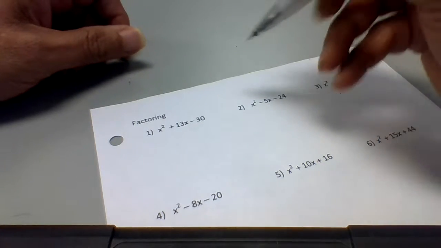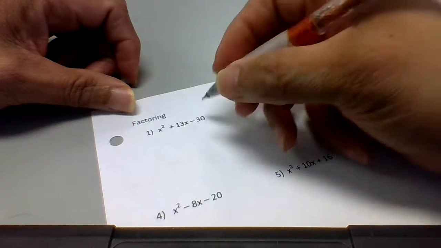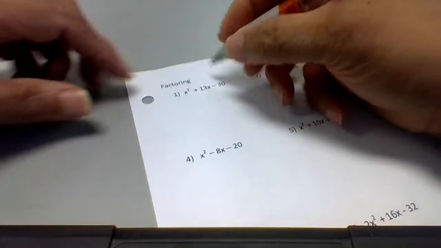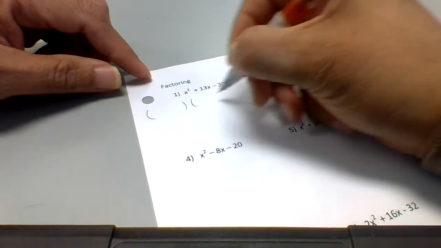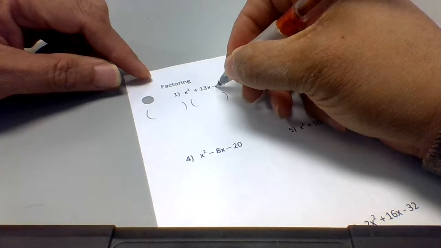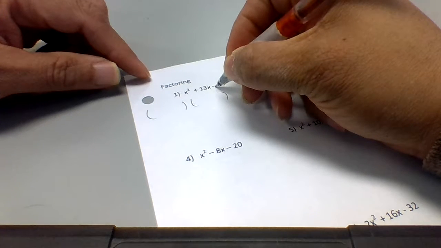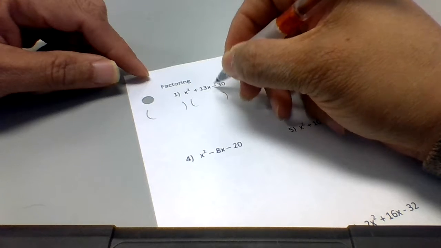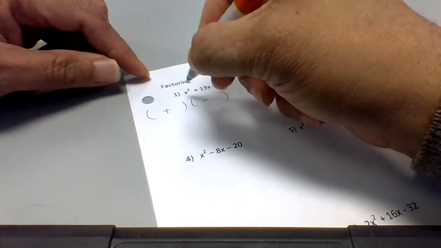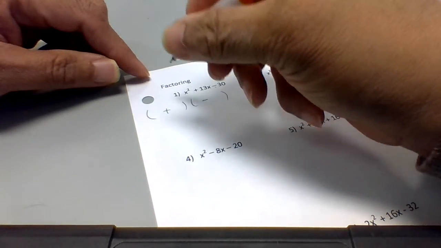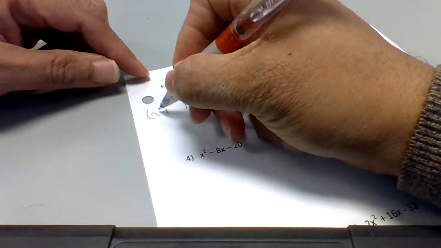Looking at factoring. With the factoring, you look at your last sign. Because this is negative, the only way I can get a negative number with multiplication is one of them has to be positive and the other one has to be negative. That's the only way I can get a negative number.